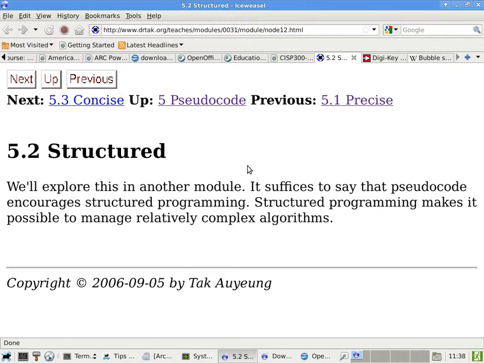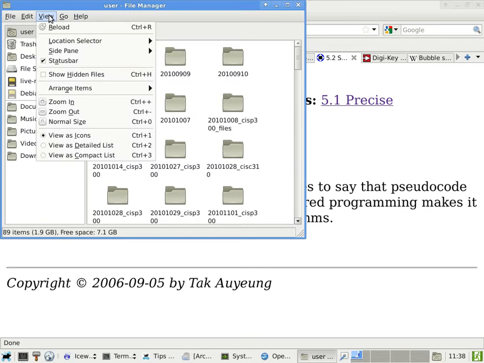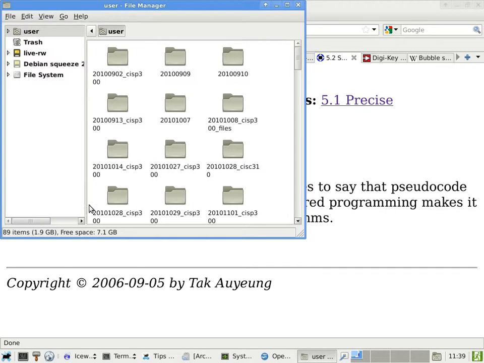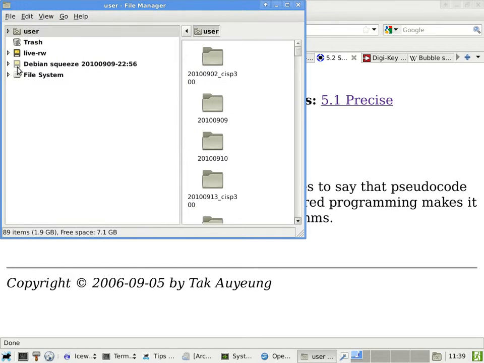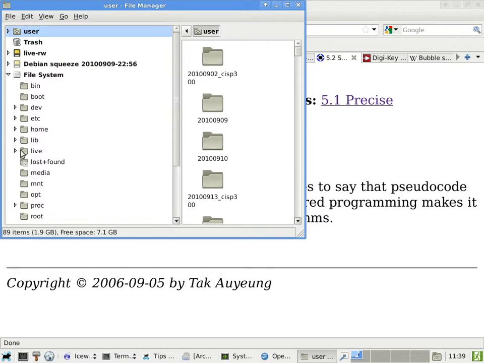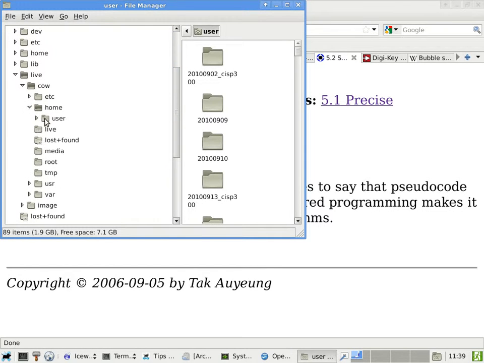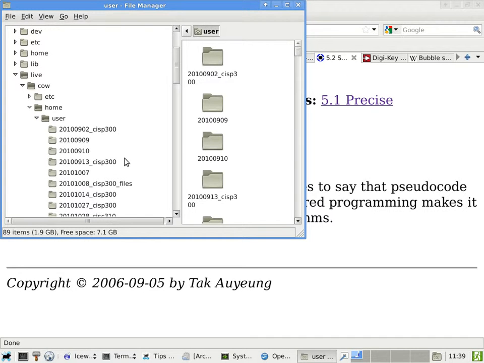Pseudocode is structured. It's a little bit difficult at this point to explain what is structured, but I can give you one example that should show you what is structured. You look at your file system. This is structured. In other words, one folder can contain an additional folder, and additional folders can contain other folders like this. This is what I call structured.